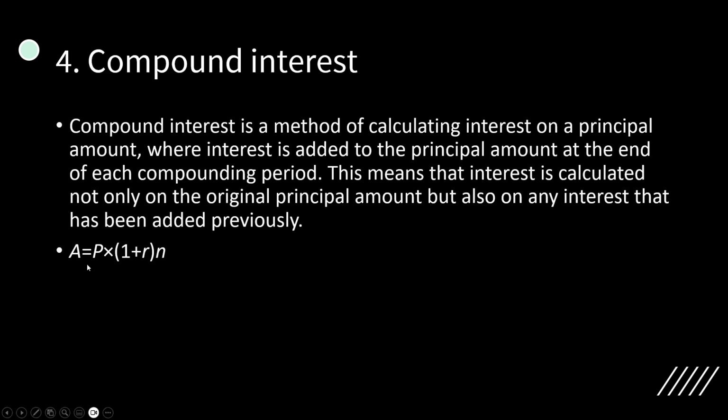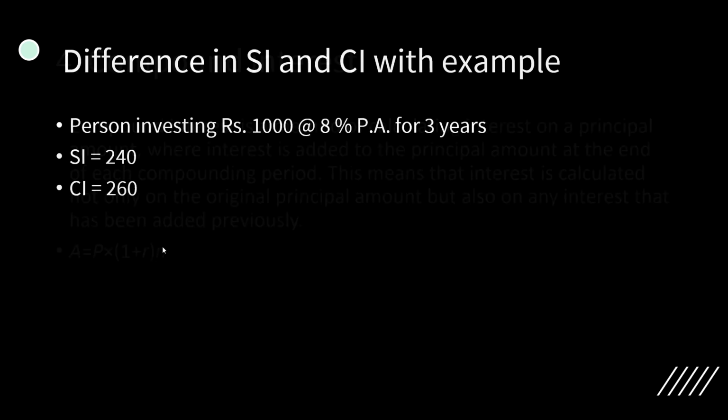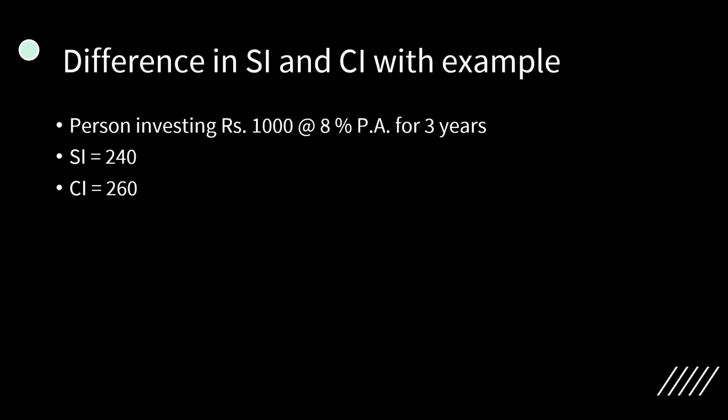And the formula for this is amount is equal to P into (1 plus R) raised to N. I just forgot to include raised here, but you need to do raised to N. Now, what is the difference between simple interest and compound interest?